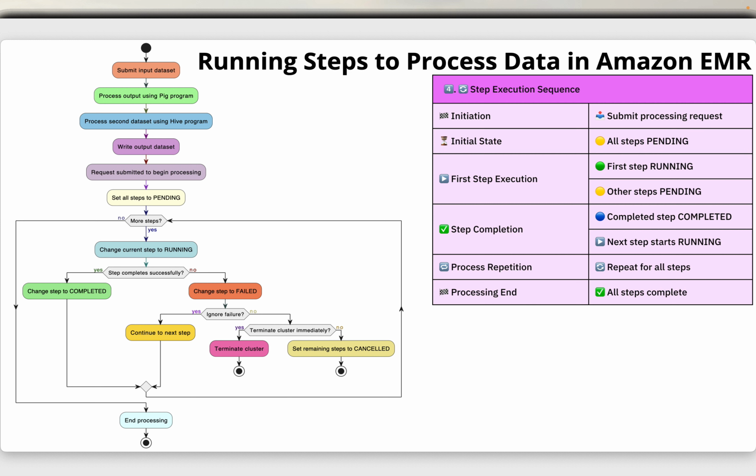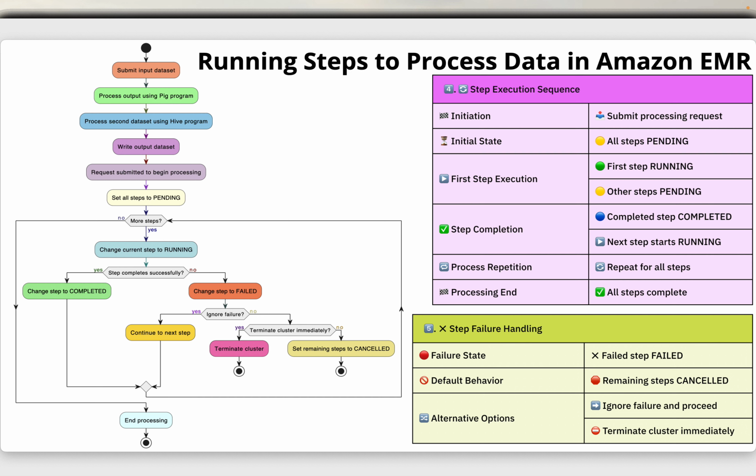And after step completion, the state changes. The step will change to completed, and the next step will start, and the state for step number 2 will change to running. This pattern repeats for each step until all are completed. At the end of the processing, all steps are complete and processing ends. So this is a successful happy scenario.